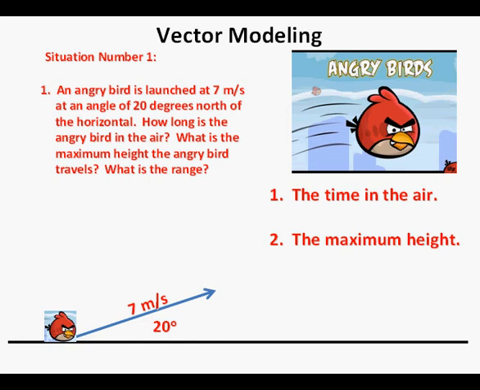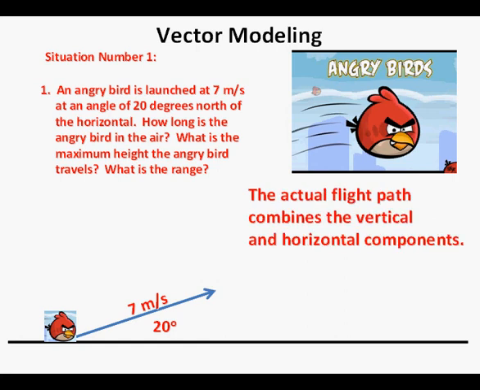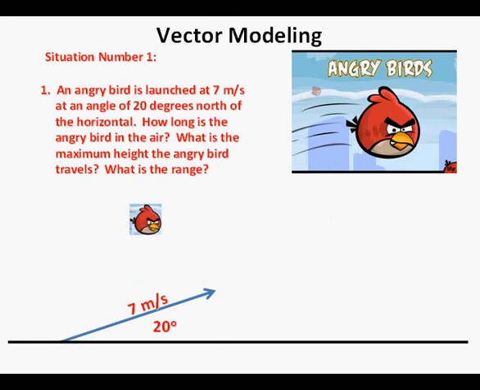From the vertical component of the flight, we were able to determine two things: the time in the air and the maximum height. Next, we'll bring in the horizontal component along with the vertical component of flight. Here it goes. Here it is, having traveled all the way.